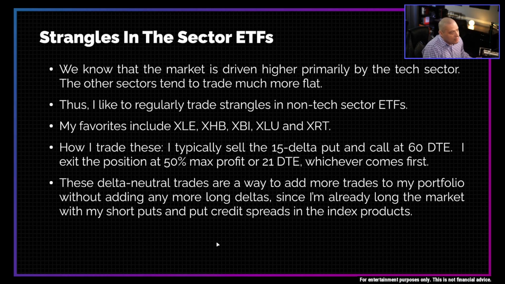So thus, I like to regularly trade strangles in the non-tech sector ETFs. And the reason is because those non-tech sectors tend not to go up as much. So they're perfect for delta neutral strategies like a strangle. So some of my favorite sector ETFs include XLE, XHB, XBI, XLU, XRT. Those are the energy sector, the home builder sector, the biotech sector, the utility sector, and the retail sector. Those are ones I play regularly.